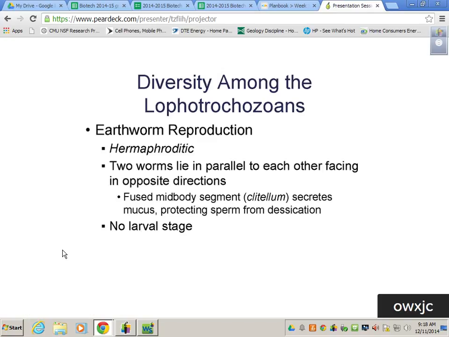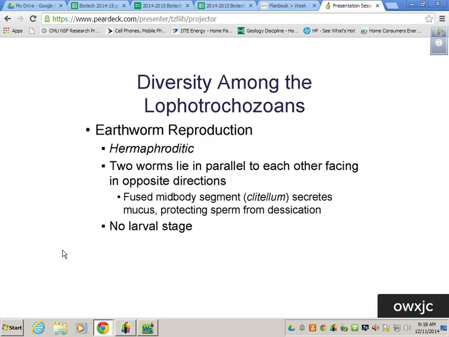So they are hermaphroditic. You guys notice that they have sperm ducts and they have a clitellum. The two worms lie in parallel to each other, facing in opposite directions. When they exchange sperm in the clitellal sac. Now they fuse the mid-body segment called the clitellum, and it secretes mucus protecting sperm from desiccation.